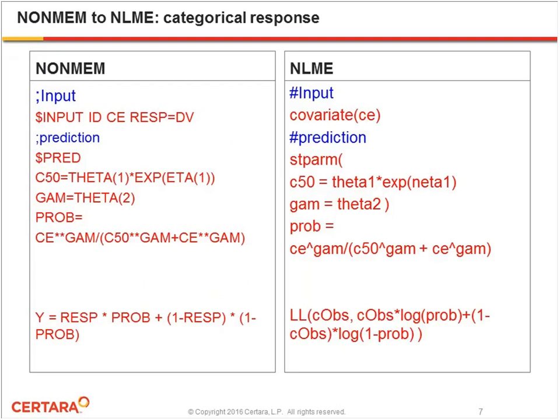Moving on, coming now to the code. On the left, the NONMEM code, typically starting with the input, right? And so it reads in 3 columns, ID, CE, and response as a dependent variable, DV. We usually, on this right-hand side in PML code, we don't need to do that.